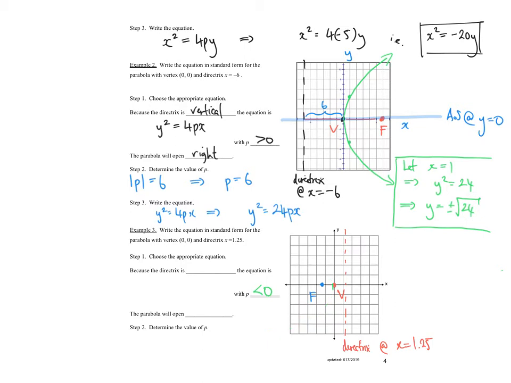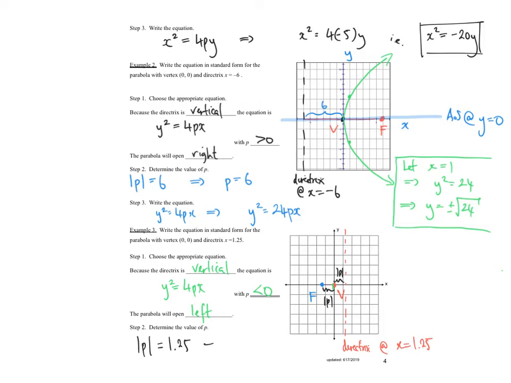But because the directrix is vertical, we're going to get a horizontal parabola. So the equation we need is y squared equals 4px, with p being less than 0, because the parabola is opening to the left. Need to find the value of p. Well, remember, p is this distance from the vertex to either the directrix or the focus.